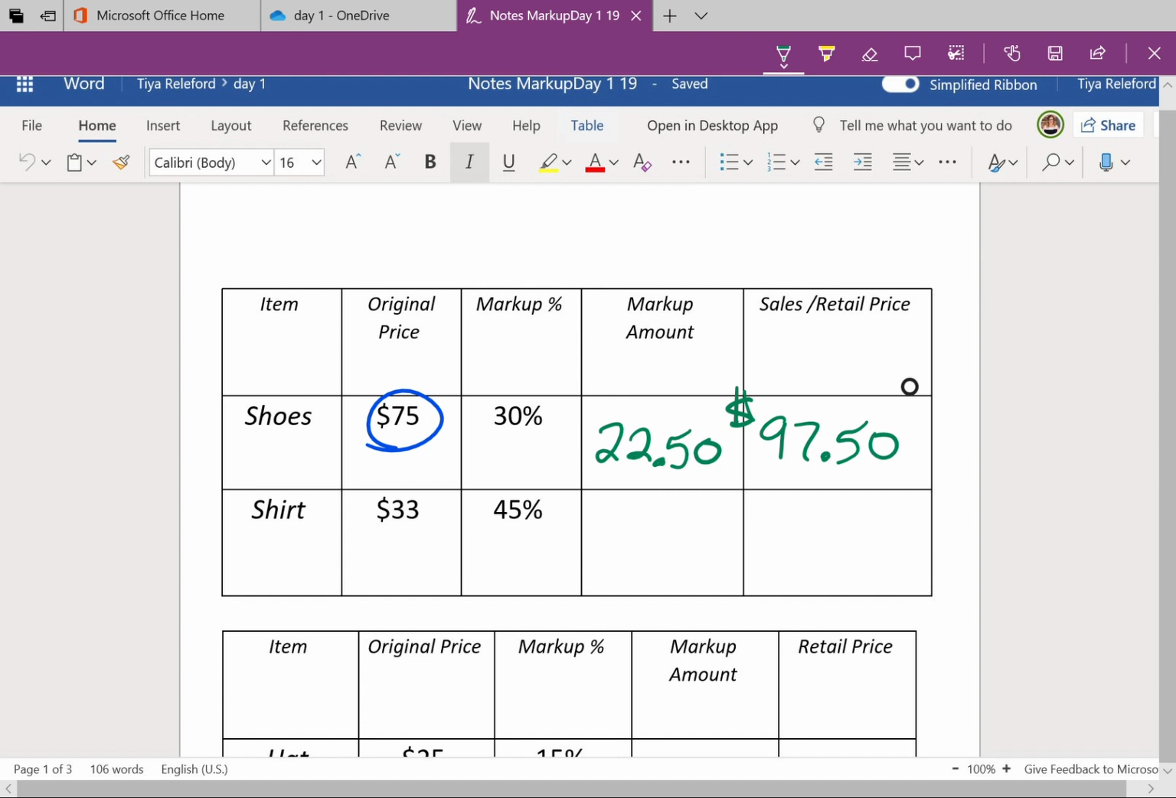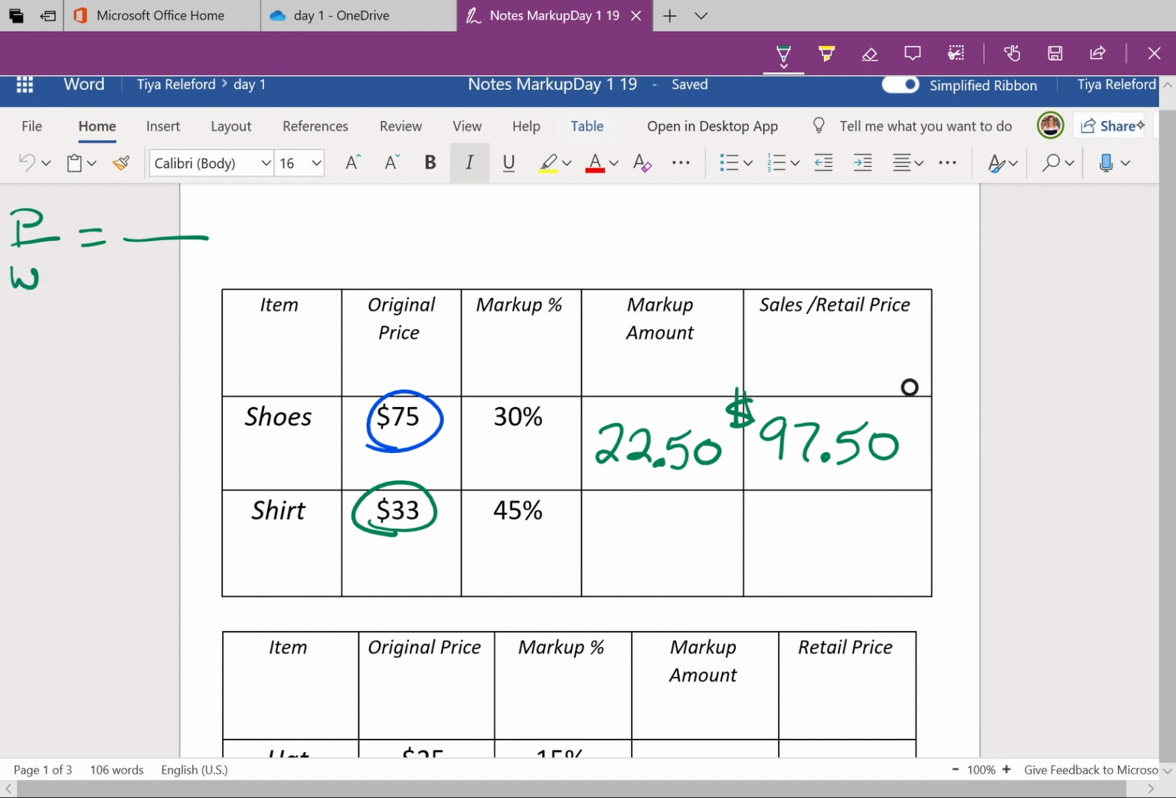All right, the next one's the same way. You have a shirt, $33 is your original. Remember, if it's part over whole or total or original, and percent over 100. So your proportion, you have 45 over 100. Is this $33 the original, or is it equal to the 45%? Right, it goes on the bottom.